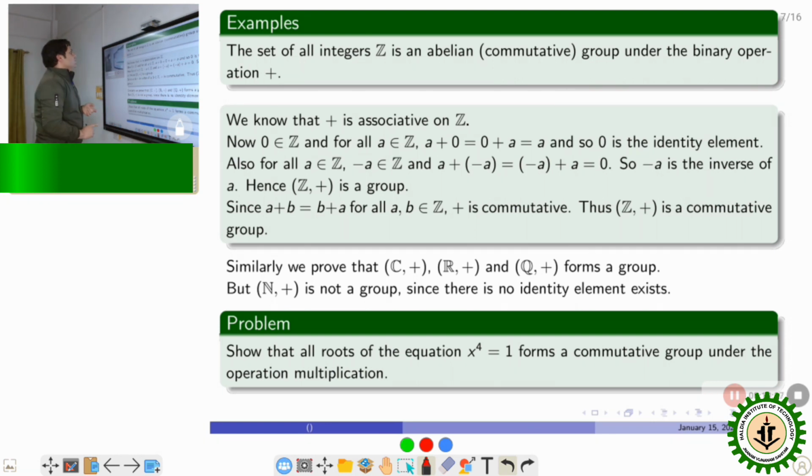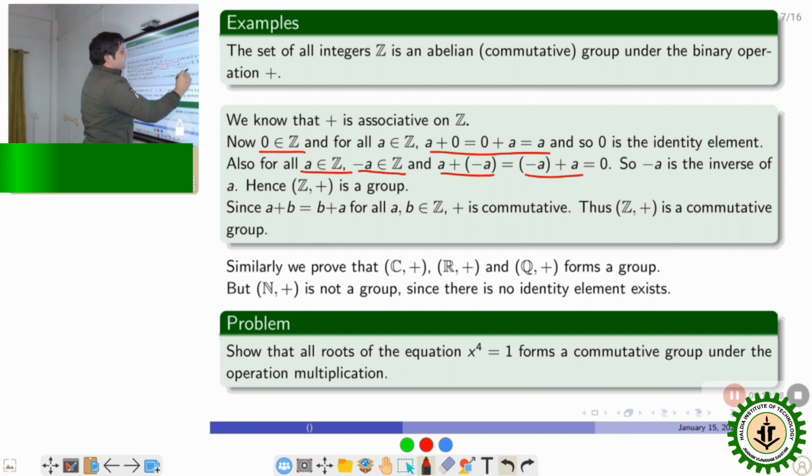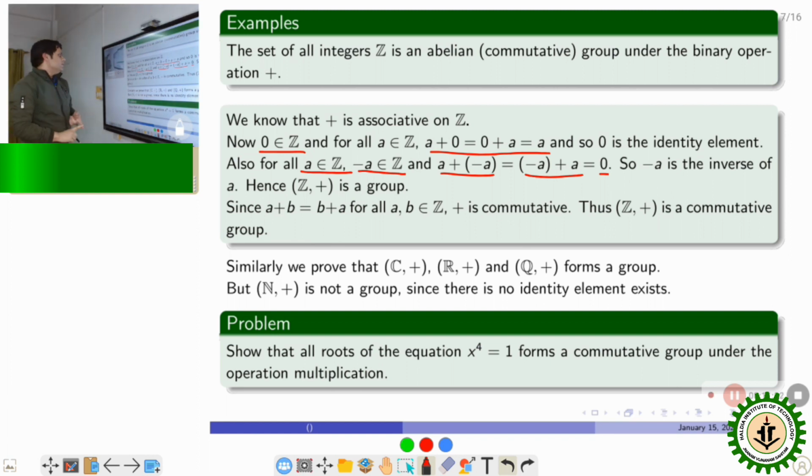Now we take an example. The set of all integers Z is an abelian or commutative group under the binary operation plus. We already know plus is a binary operation on Z, and that plus is associative on Z. Now 0 is in Z, and for all integers a in Z, a plus 0 equals 0 plus a equals a. Therefore 0 is the identity element. And for every element a in Z, we also get an element minus a in Z, where a plus minus a equals minus a plus a equals 0. So therefore minus a is the inverse of a.